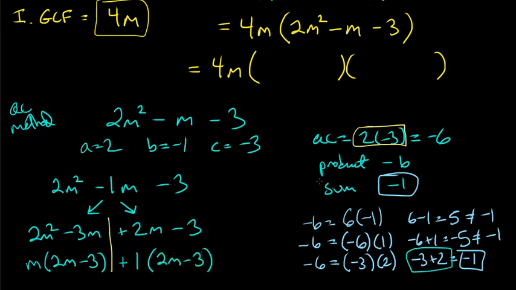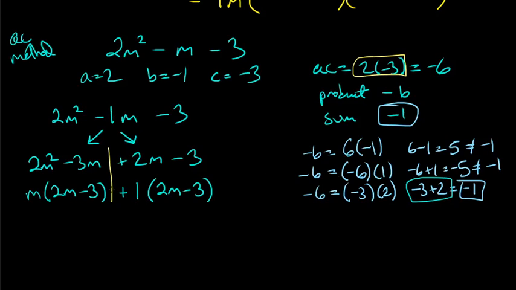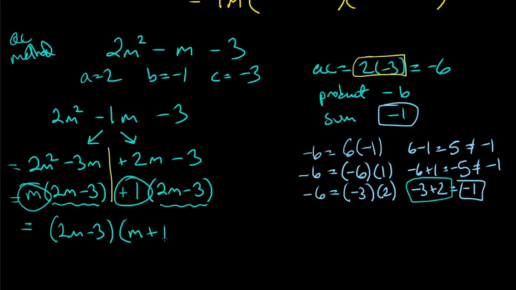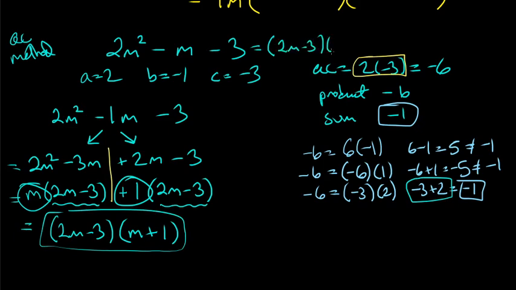Right. And I think that's all we need to do. The 2m minus 3 is our common factor. Oops, should have had equal signs here. So let's factor out the 2m minus 3, and that multiplies the m plus 1. Okay, so that's it, right? 2m squared minus m minus 3 factors as 2m minus 3 times m plus 1.